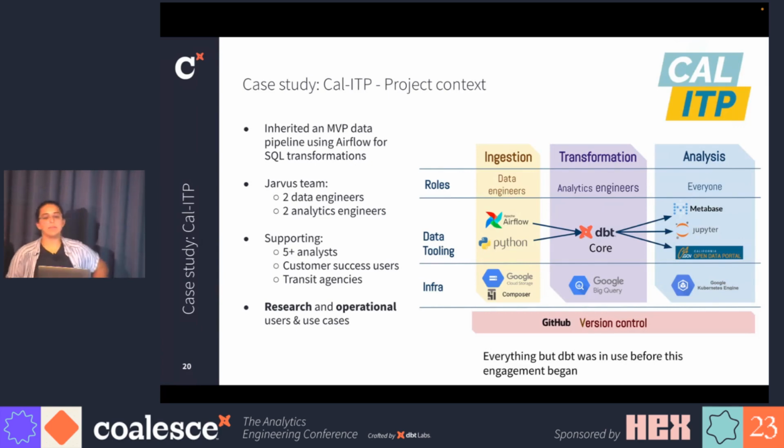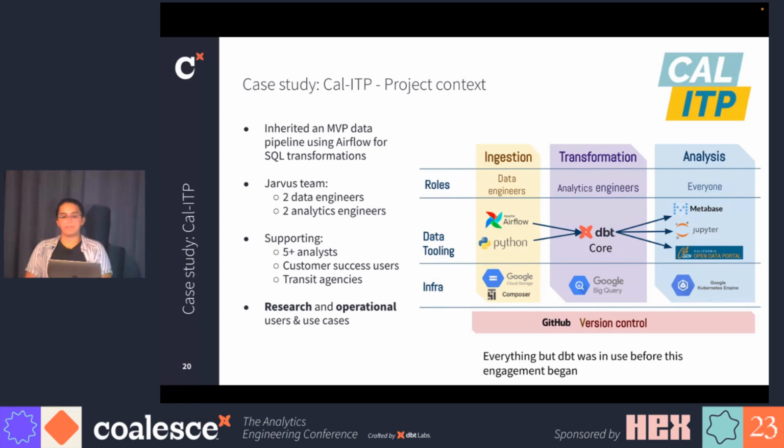So for CalITP, it's a little bit different than starting basically greenfield development. For us, we inherited an existing data pipeline that used individual Airflow DAG tasks for SQL transformations, which was becoming very painful as the project scaled. And so we were trying to migrate an existing pipeline to use DBT.